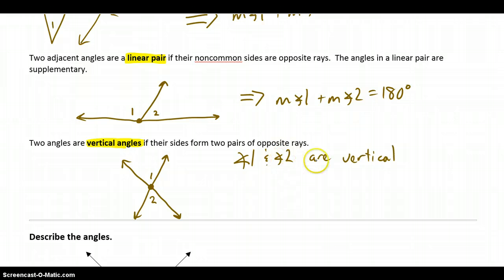Be careful. Don't assume that vertical has to mean up and down, like when we talked about vertical lines. Vertical angles just mean across from each other with two lines intersecting. So if I look at this angle and this angle, these two angles are also vertical, even though in this diagram they look like they're horizontal.